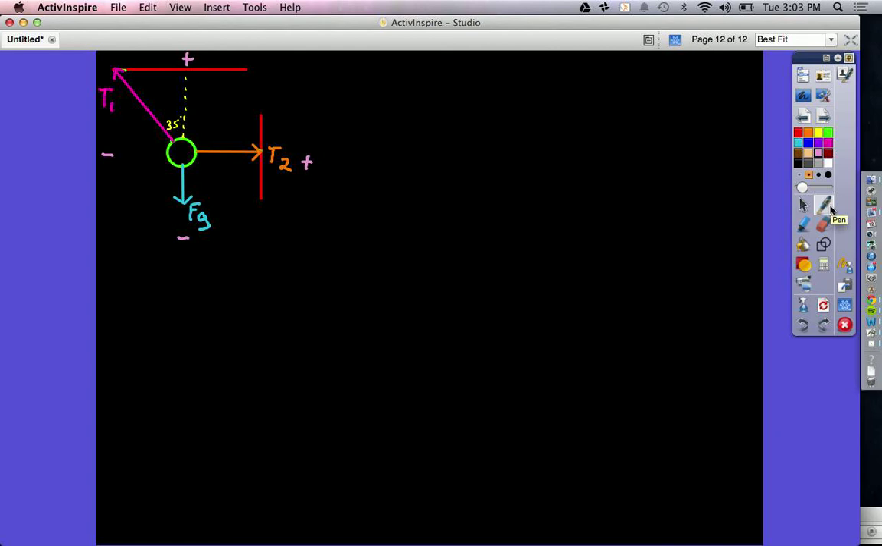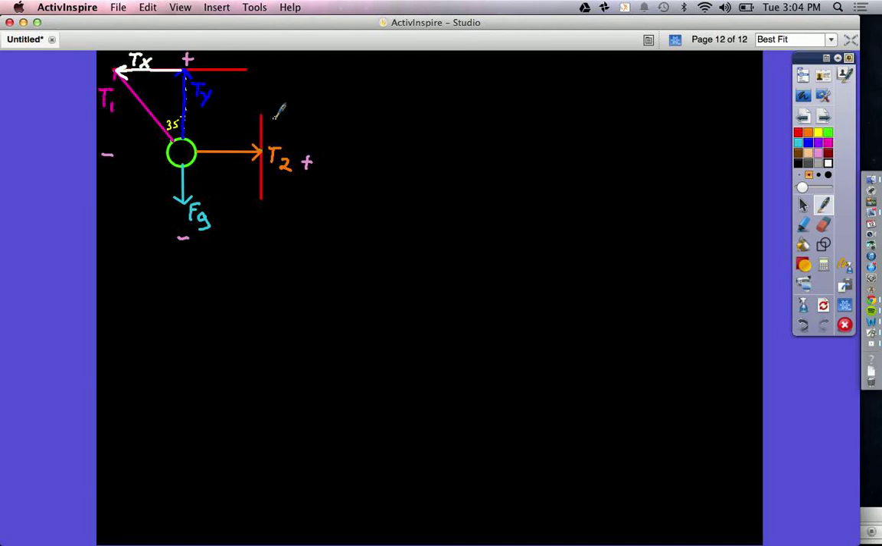So now what we need to do is our third step: any force that's at an angle, and T1 is at an angle, we need to break into its components. So we've got to draw them first. The first component we'll draw upward, and we'll call that tension in the y direction. And the next component goes to the left, and we'll call that tension in the x direction.